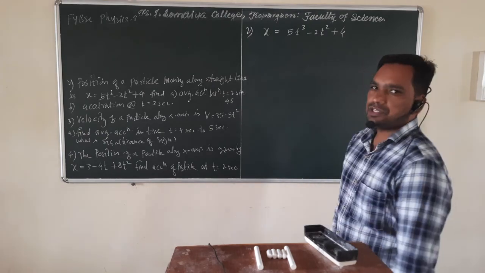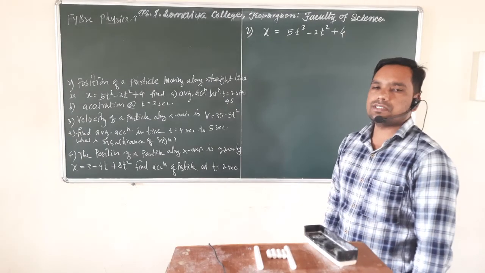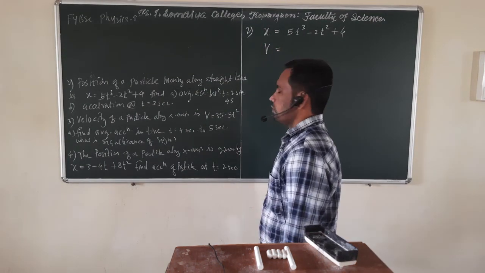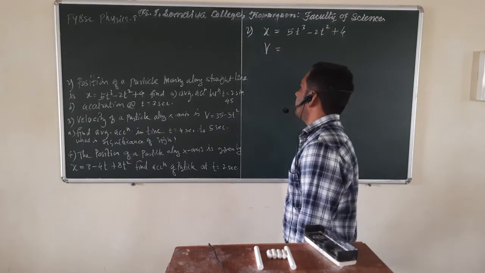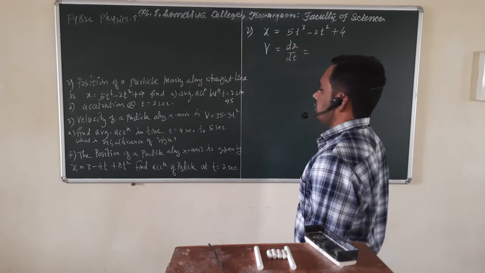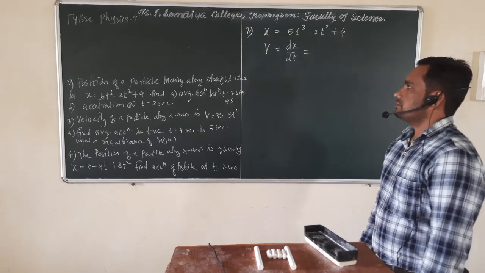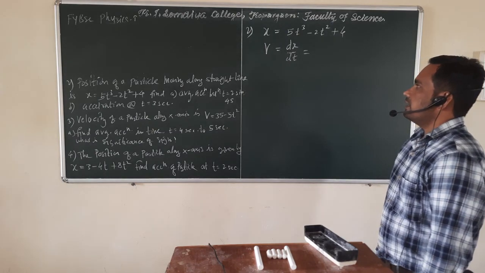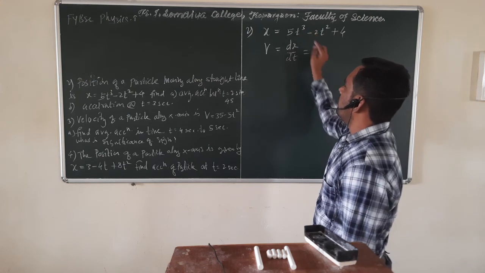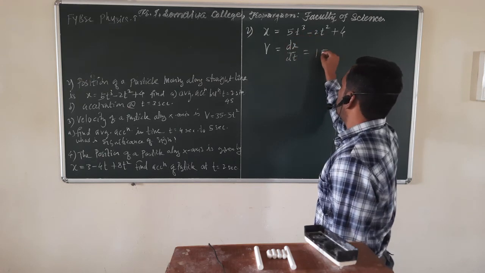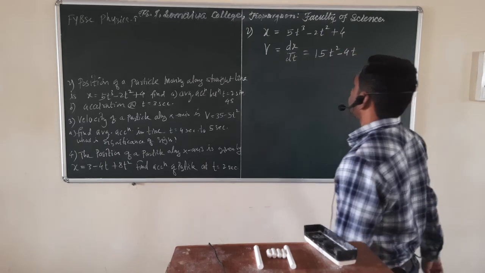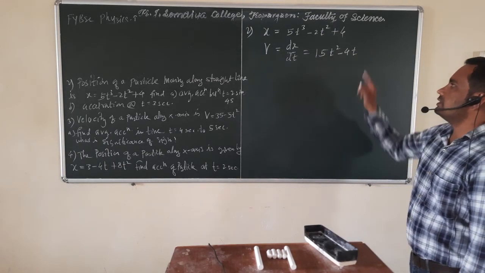Now from this equation we can find the equation for instantaneous velocity. We know that velocity v is equal to, how can we find it? It is nothing but the derivative of its position vector. So dx by dt. Differentiating this with respect to time, we get 15t square minus 4t, and the derivative of 4 is 0.